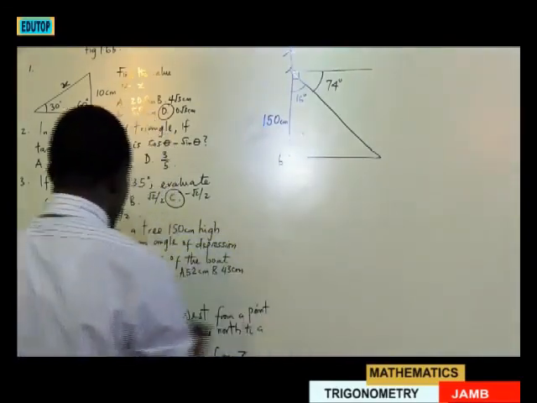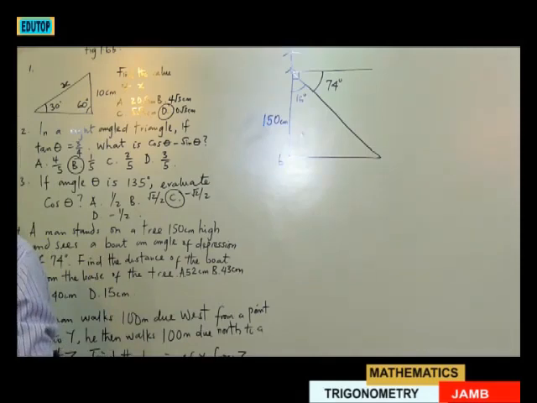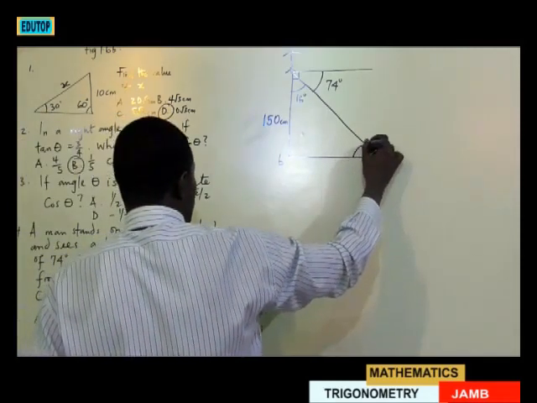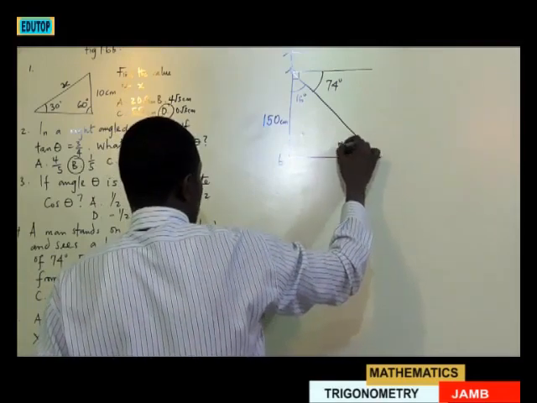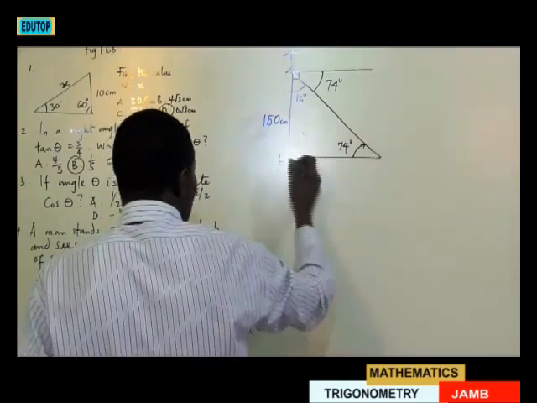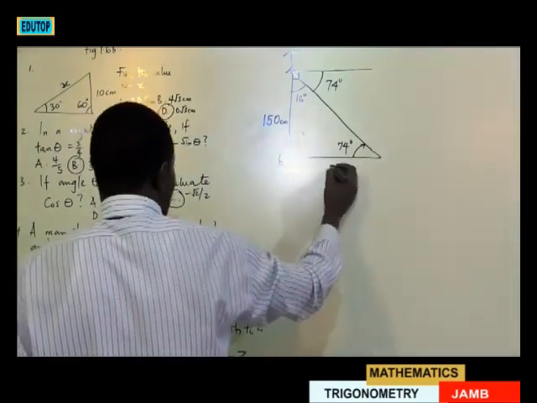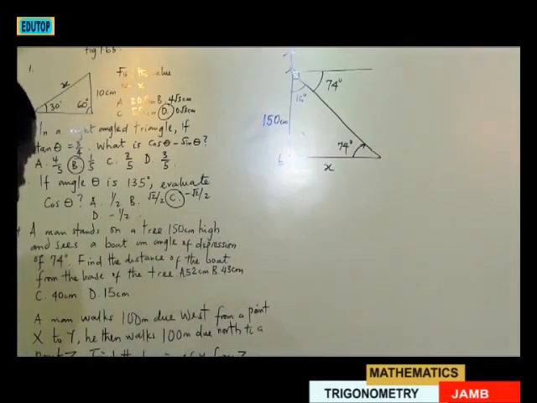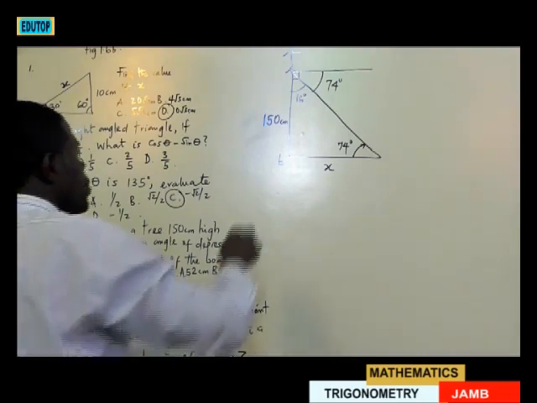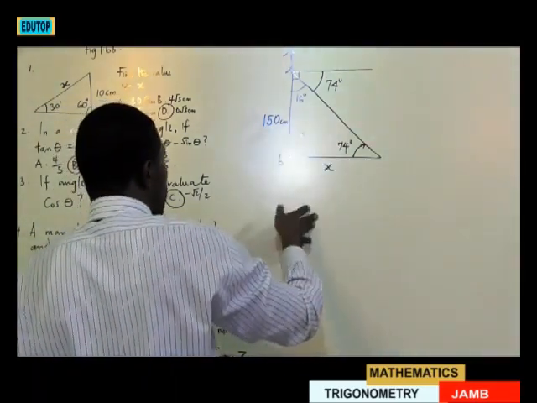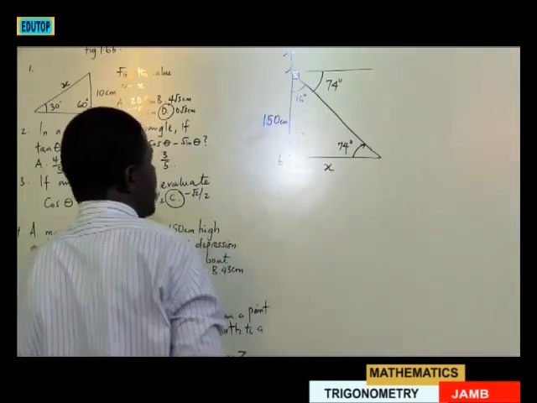So the question asks us to find the distance of the boat. This is the boat at this particular angle of elevation, which is 74 degrees. This is the base of the tree. So the question is asking us for this place, and let's call that place x. It's either we use this or we use this. Whichever, we definitely get the result.